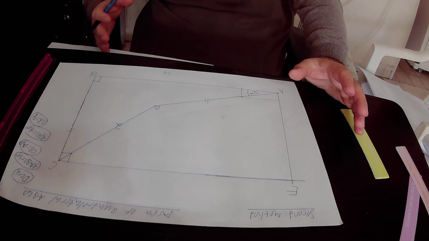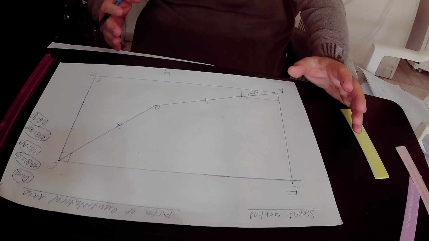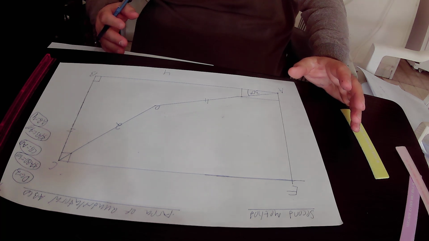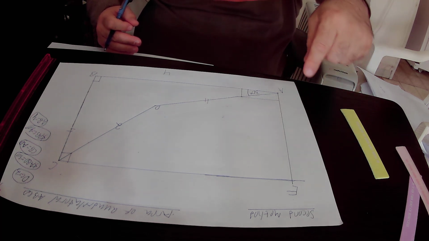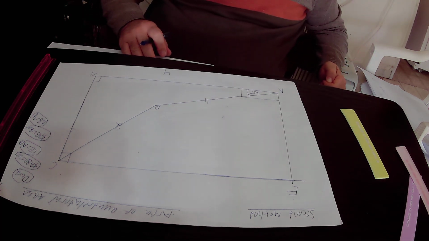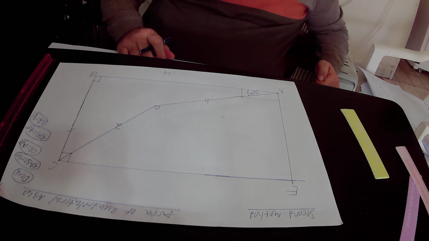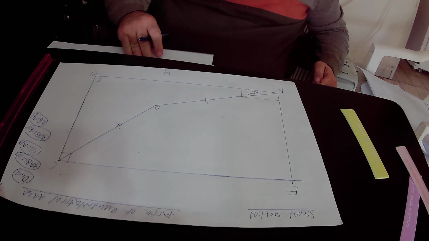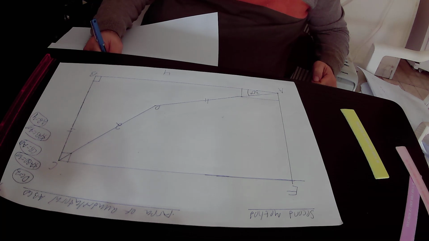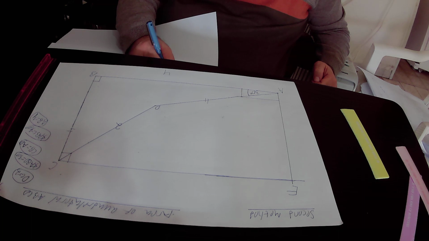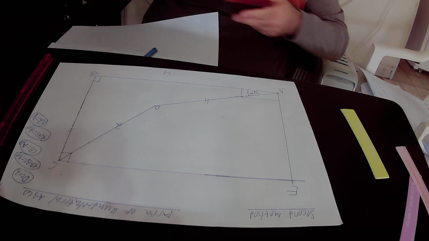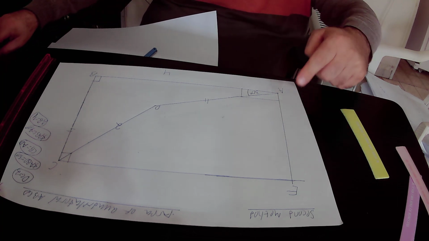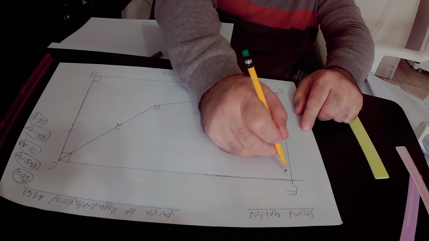Actually, by doing this construction, we created quadrilateral ABCE, and in quadrilateral ABCE we have three right angles, 1, 2, 3, and the sum of three right angles is 90 times 3, which is 270 degrees, plus the size of this angle, angle AEC, that we will define as angle X.